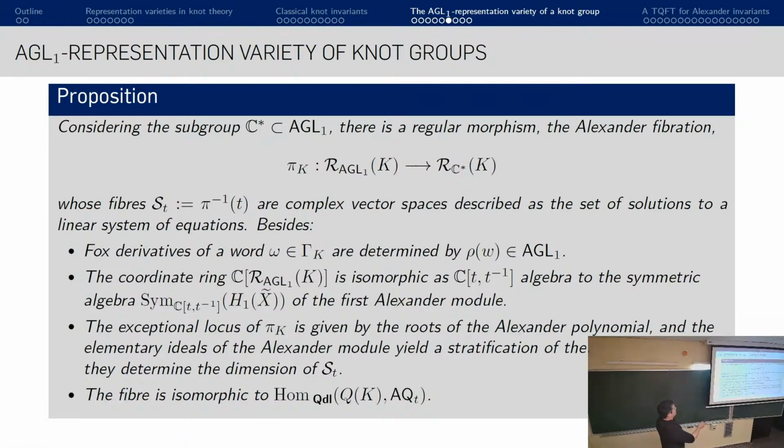Okay? Then that's an algebraic affine set. It has a certain coordinate ring, and essentially that's an algebra. Okay, it's not a module, but it's strongly related with the Alexander module. If you build a symmetric algebra over the ring of H1, then it can be shown that the coordinate ring is actually isomorphic as an algebra to the symmetrization of the Alexander polynomial. And then the roots of the Alexander polynomial are the exceptional locus of that fibration.